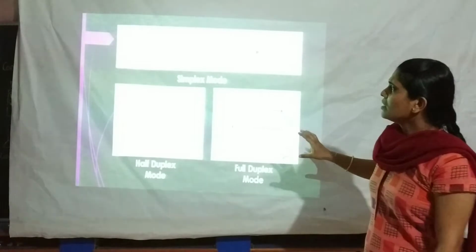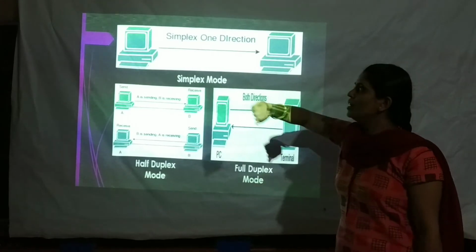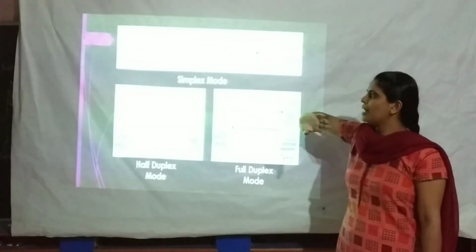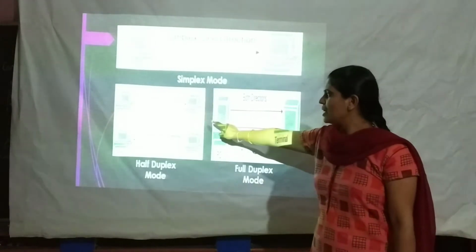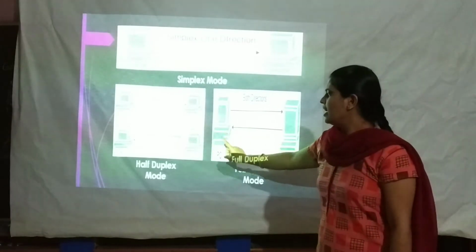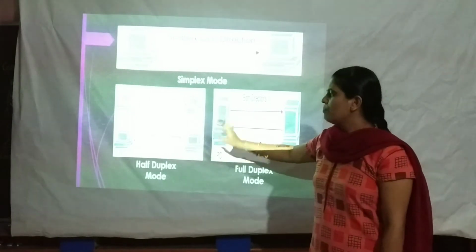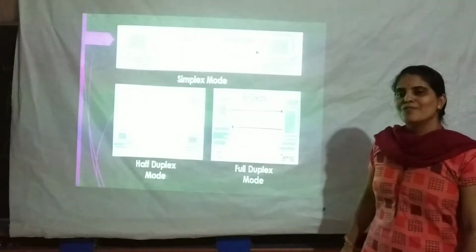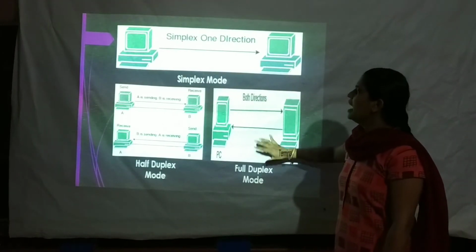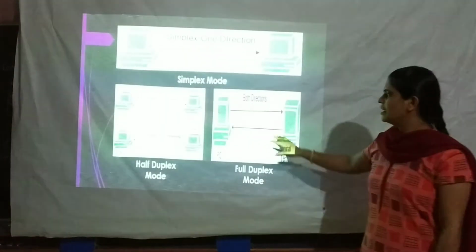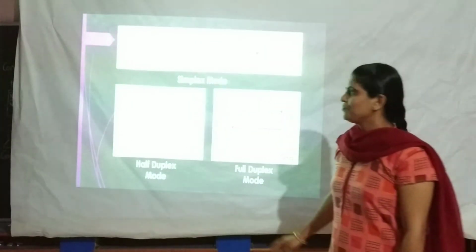Next, we have a combined view of all three modes of transmission. In the simplex mode, data travels in only one direction. In the half duplex mode, first A is sending the data and B is receiving, then while B is sending the data, A is receiving. That means both can send and receive, but one at a time. In the case of full duplex mode, data transmission is possible in both directions at the same time. We can observe the arrow marks here that indicate both can transmit and receive data at the same time.